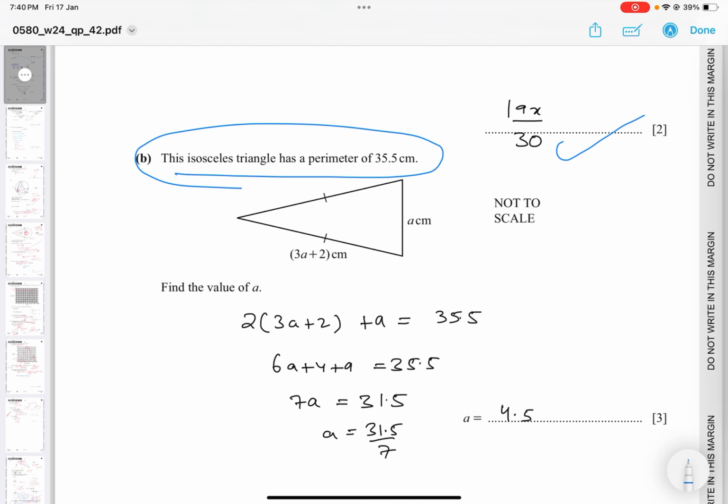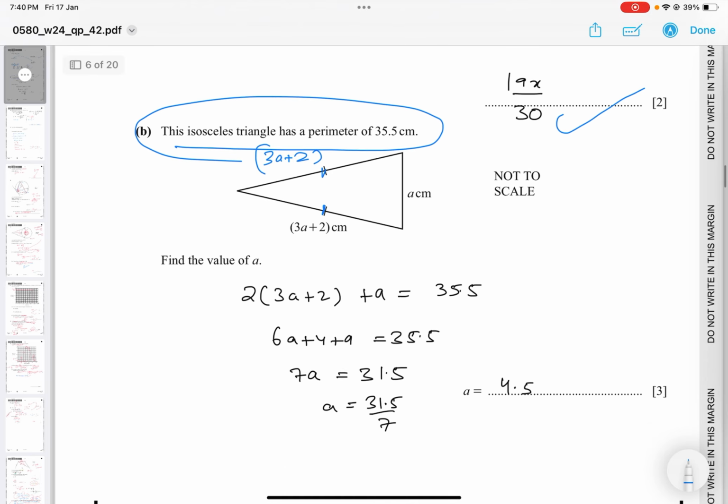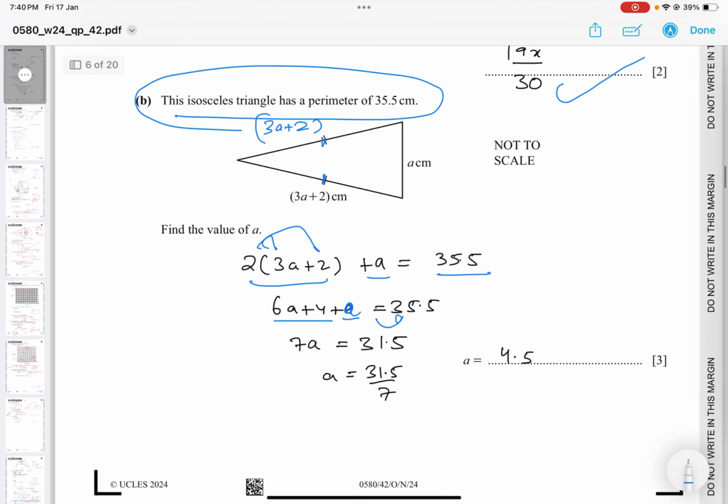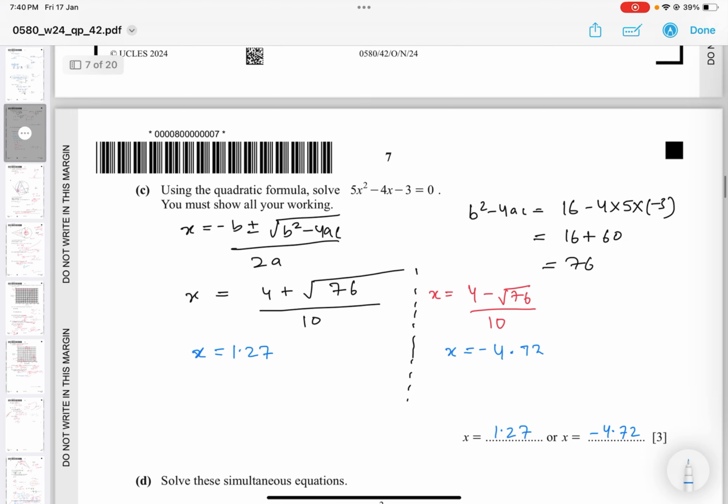Isosceles triangle has a perimeter this much. Now you know that this side equals this side, so this side will also be 3a plus 2, right? Just double it and then add a, that equals 35.5. Multiply 2 inside, that would be 6a plus 4 plus a equals 35.5, not 9, sorry. Alright, it would be 7a equals 31.5, a equals 4.5.